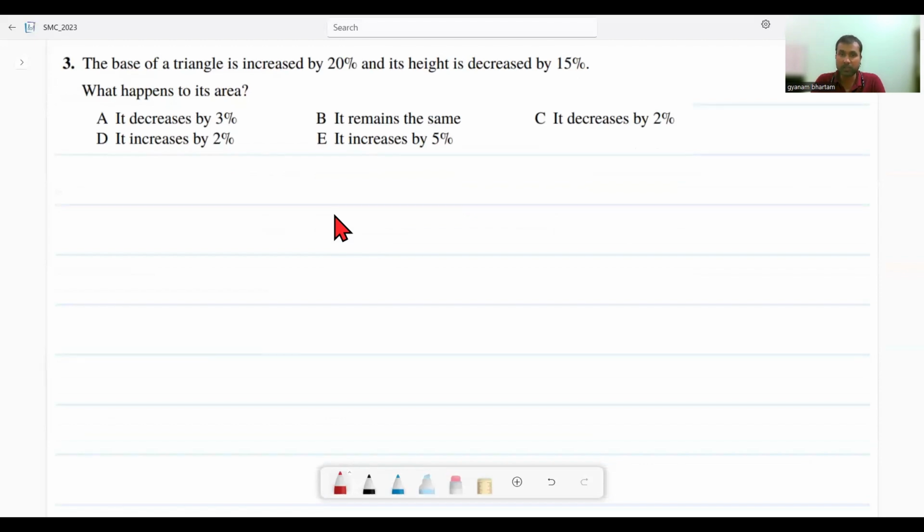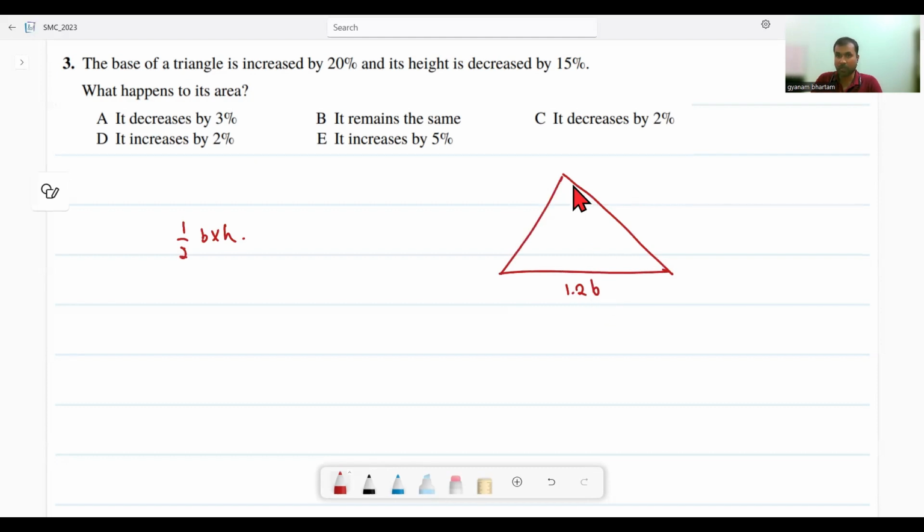Next is question number 3. The base of the triangle is increased by 20% and its height is decreased by 15%. What happens to its area? Okay, so go through this question. Let's do it. Everyone knows what the area of a triangle is: half times base times height. And if the base is increased by 20%, that is 1.2 times B. And the height is decreased by 15%. So if it was 100, now it is 85, which is 0.85 times the height.